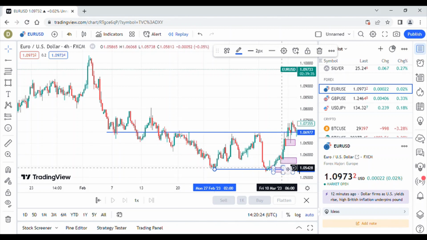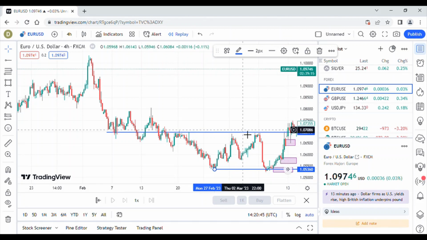If you choose to take a trade here, your stop loss needs to be below the support here. If you choose to take a trade here, your stop loss needs to be here below support. If you choose to take it here, which will be the best, your stop loss should be below this support. You understand? Okay, cool. Now that we understand that, let's see what happens with this change of character.